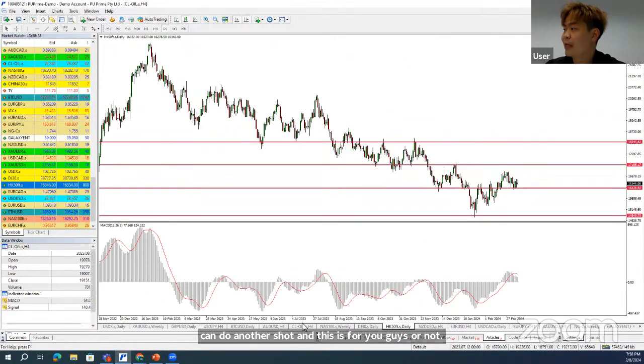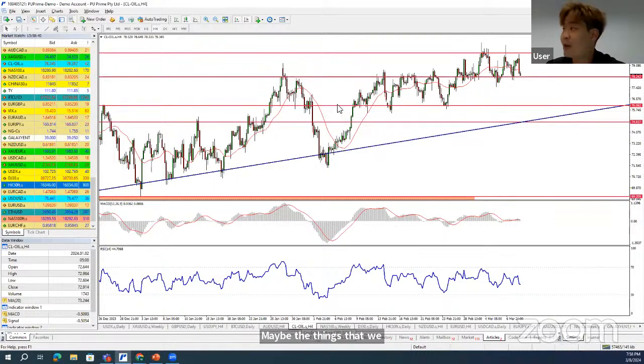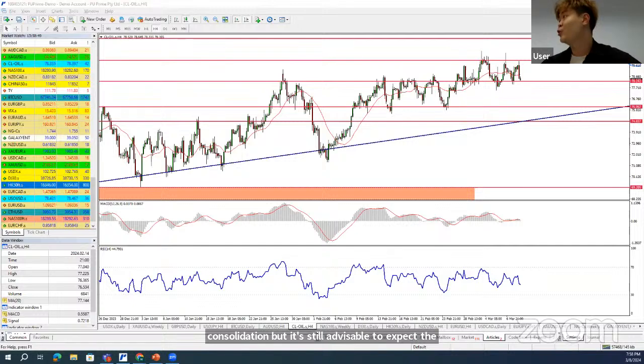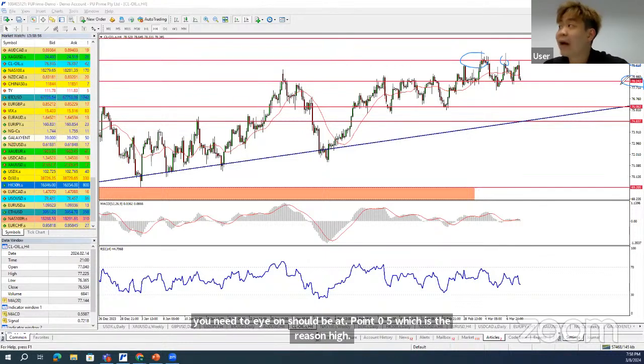Maybe the thing we can analyze is the oil market. Overall, the oil market is still maintained in the consolidation zone, and it's still advisable to expect it to consolidate in the range. The resistance level you need to eye is 80.05, which is the recent high. The support level you should eye is 78.25.